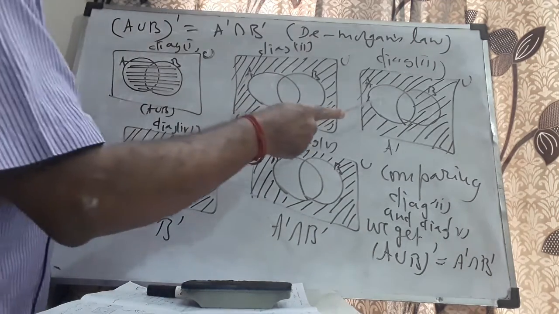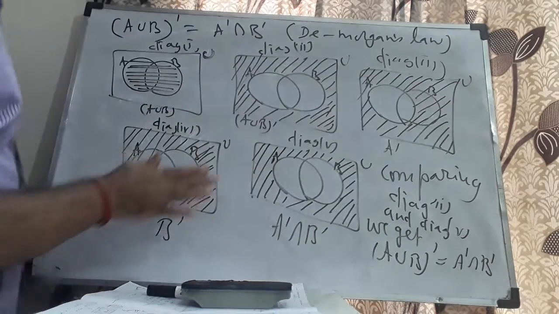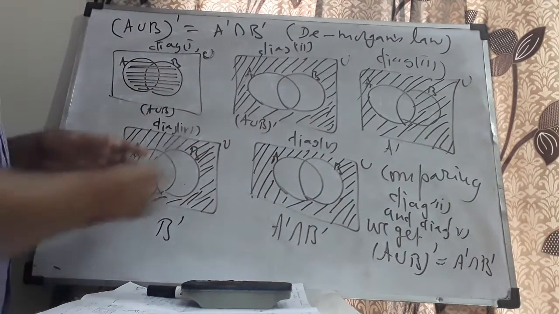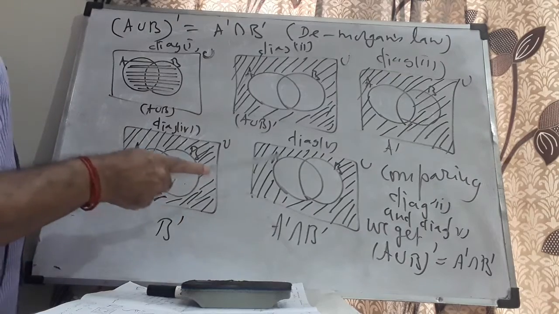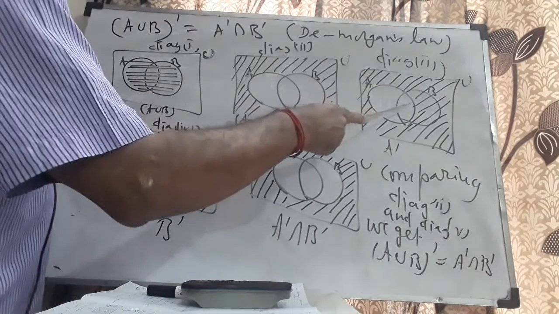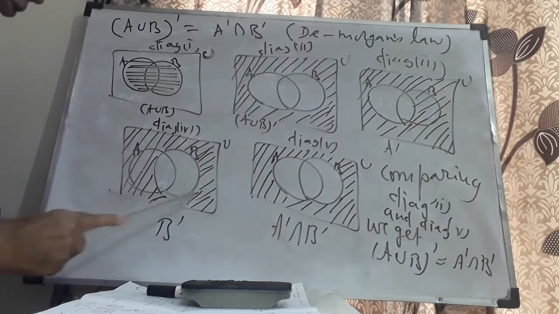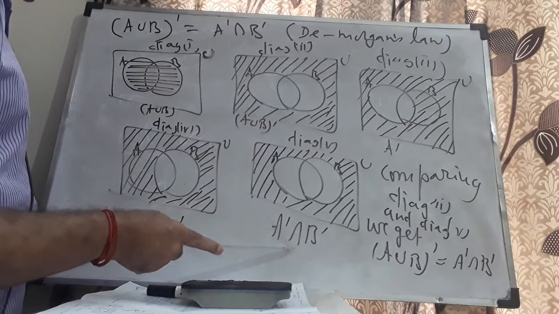Then A': other than circle A, I'll shade everything. Other than circle B, I'll shade everything, that is B'. The common portion of these two will be the last diagram. Not shaded here in both the places, shaded here but not here. Only the portion outside the 2 circles is shaded in both the places. Therefore this is A' intersection B'.